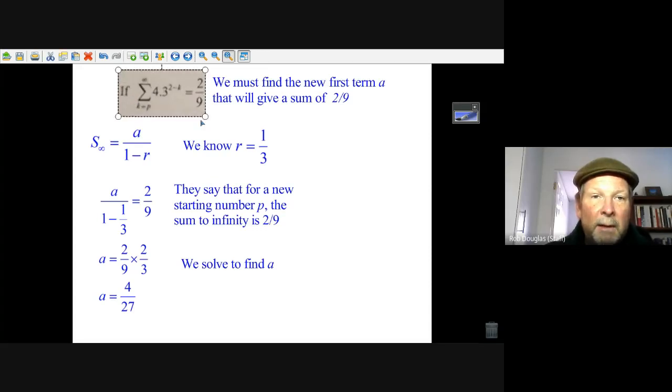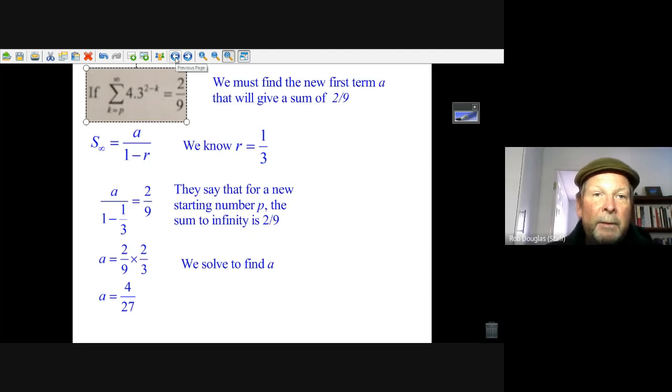Ooh, I'll try to make it a little bit bigger. It's kind of hard to see here. But we have this formula. They're saying, what if this infinite sum came to 2 over 9? Well, what would k be in the bottom? It's not 1. It'll be some new number. They say find p, the new number that it would start at.